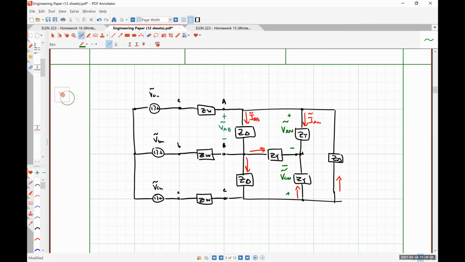Yeah, in my opinion, the bookkeeping is the hardest part of three-phase circuits. Once you fundamentally understand what the difference is between phase quantity and line quantity, then it's just keeping up with all these damn subscripts.